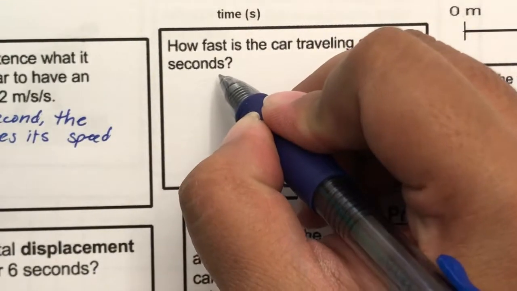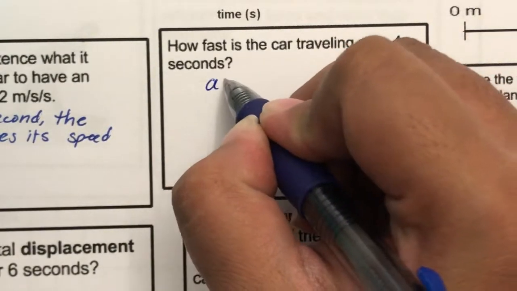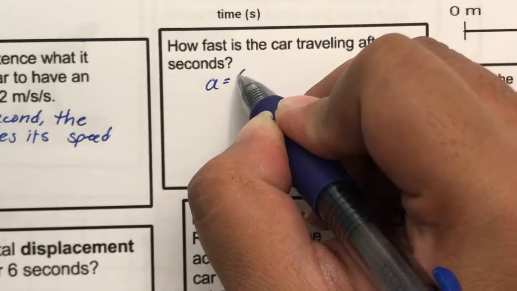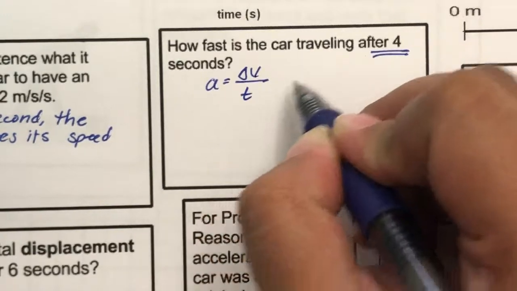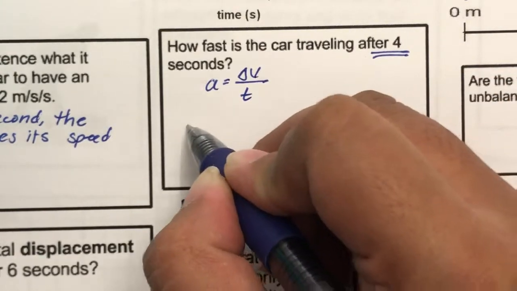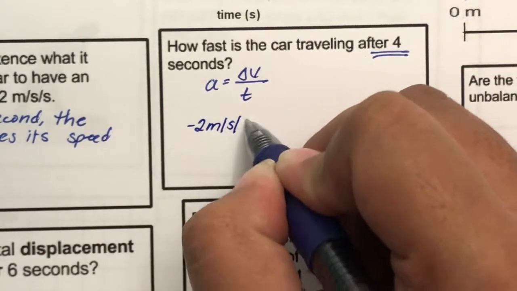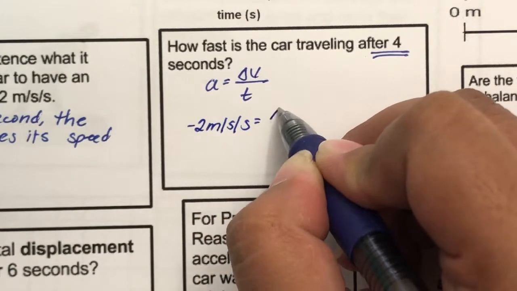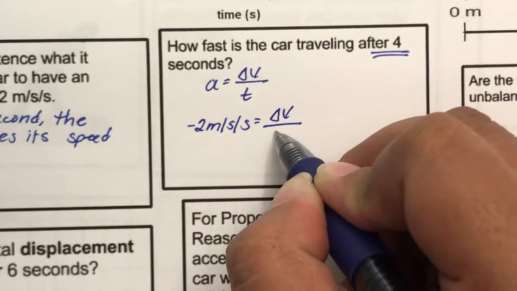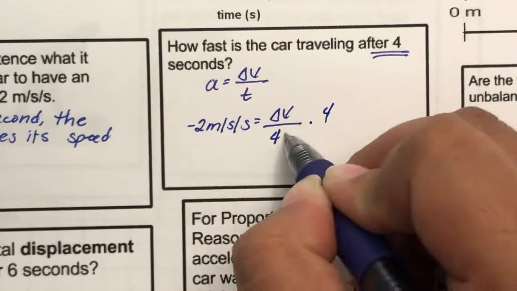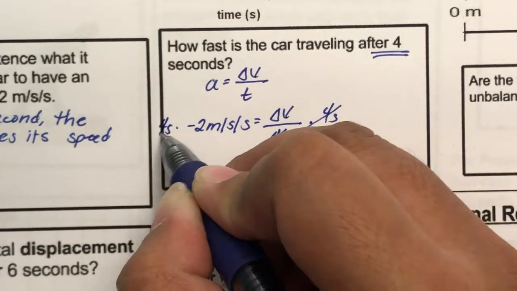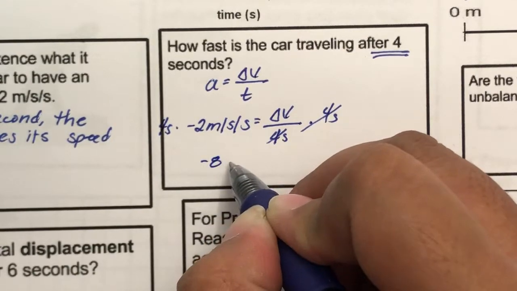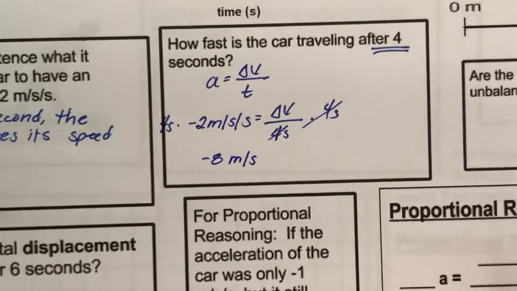All right, and then how fast is the car traveling after 4 seconds? So we're going to look at our acceleration is equal to our change in velocity over time. Our time is going to be 4 seconds, and our acceleration was negative 2 meters per second squared, equal to the change in velocity, which is what we're looking for, at 4 seconds. So we're going to multiply by 4 seconds on both sides. We have 4 times negative 2, which gives negative 8 meters per second.